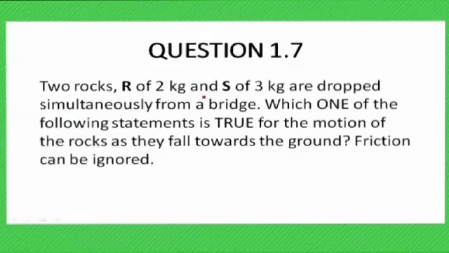Two rocks, R of 2 kilograms and S of 3 kilograms, are dropped simultaneously from a bridge. Now, the fact that it says dropped means immediately for you that the initial velocity is going to be 0. Which one of the following statements is true for the motion of the rock as it falls towards the ground? Remember, though, that friction can be ignored.